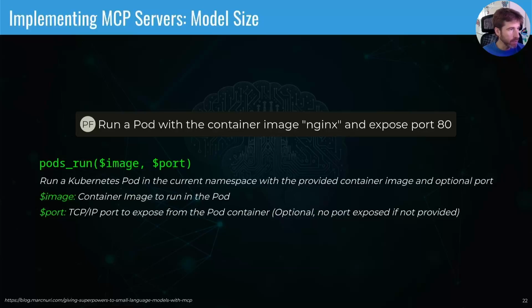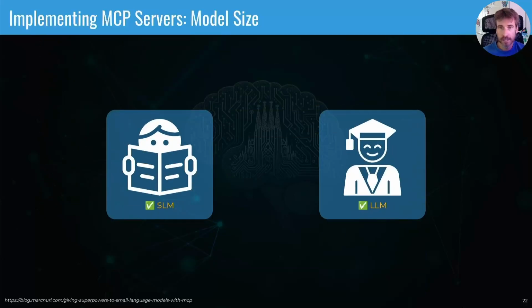Run a Kubernetes pod in the current namespace with the provided container image and optional port. Image, container image to run in the pod. Port, TCP IP port to expose from the pod container. I mean, the prompt is quite straightforward. Run a pod with the container image nginx and expose port 80. Just by understanding English and knowing how to invoke this tool, you would replace image with nginx and port with 80, and you would be able to fulfill the user's prompt, right? So in this case, both the SLM and the LLM are able to perform the tasks successfully.